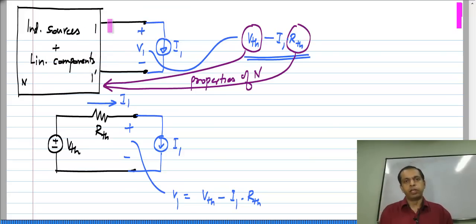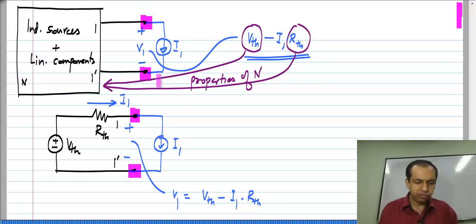Why linear components? Because we use superposition in the derivation of this, which is valid only for linear circuits. Okay. So, as long as this circuit has only independent sources and linear components, it can be modeled exactly by these two quantities V T H and R T H, where V T H is the open circuit voltage of this at the terminals 1 and 1 prime. Let me also mark the terminals. This is 1 and this is 1 prime. And the equivalence holds only at these two terminals, okay, for nothing else.